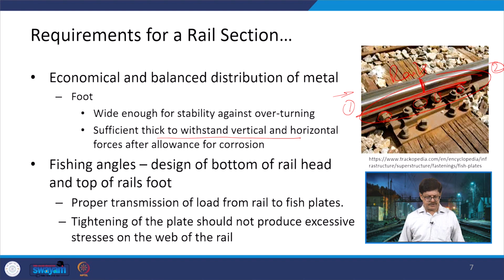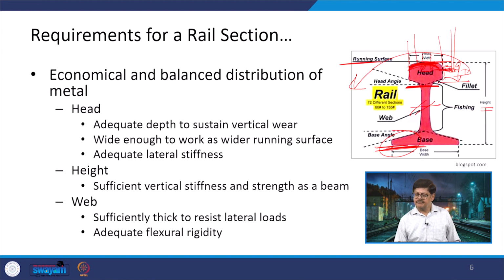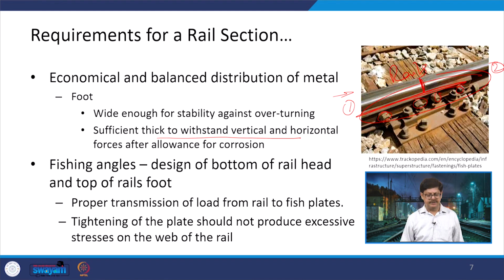Now, this fish plate is going to get connected at this level. It will be something like this. So, this is a fishing angle. This fishing angle has to be designed in such a manner that the fish plate which is being designed gets fit in very easily, so that there is a proper transmission of load from the rail to the fish plates and then from that to the lower system. The tightening of the plate should not produce excessive stresses on the web of the rail.